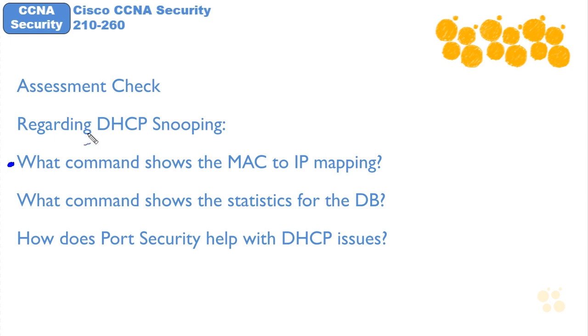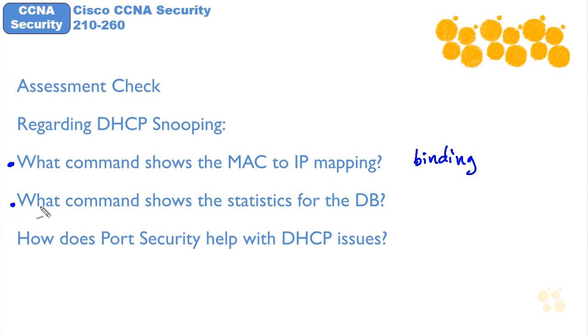What command, regarding DHCP snooping, shows the MAC address to IP mapping? So these commands are all going to start something like show ip dhcp snooping, then something. To see the MAC to IP binding, what we demonstrated in the nugget was the keyword binding. So show ip dhcp snooping binding will show you that MAC to IP mapping.